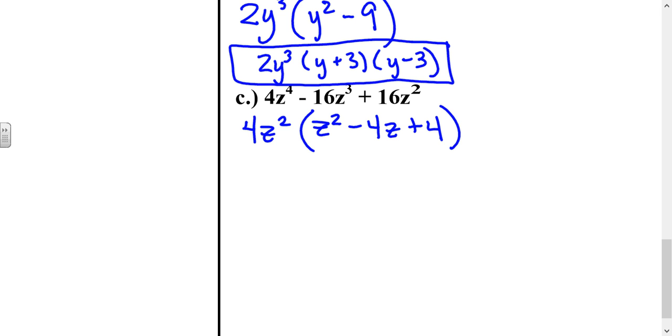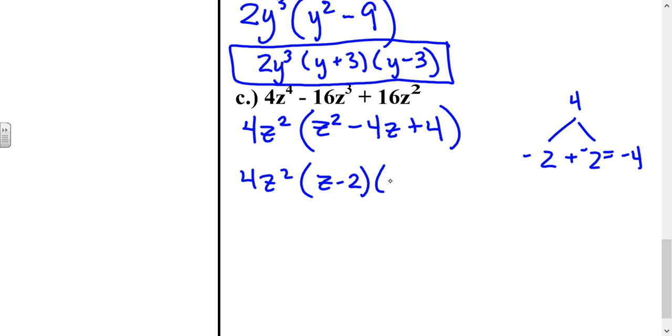And then I just check to see if this is factored completely. So I can't factor this down. Can I factor this trinomial? Well, are there any factors of 4 that add to be negative 4? Well, I can't do 1 and 4. I can do 2 and 2, but both of the 2's would have to be negative to make negative 4. And if I take negative 2 times negative 2, I get positive 4, so that's okay. So then I would get 4z squared times z minus 2 times z minus 2. And so that would be the version that was factored completely.